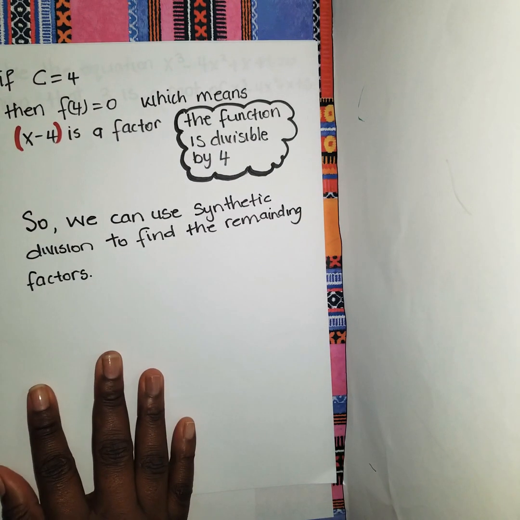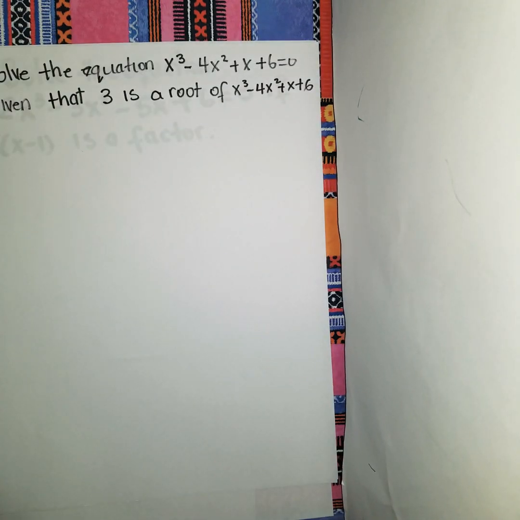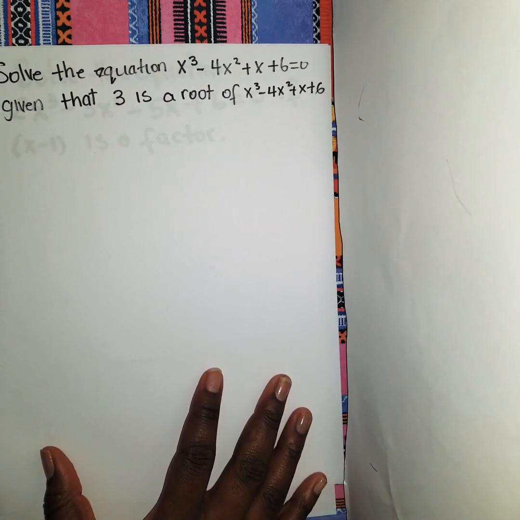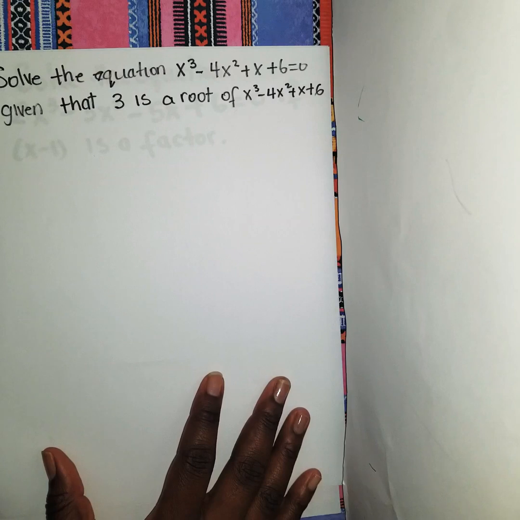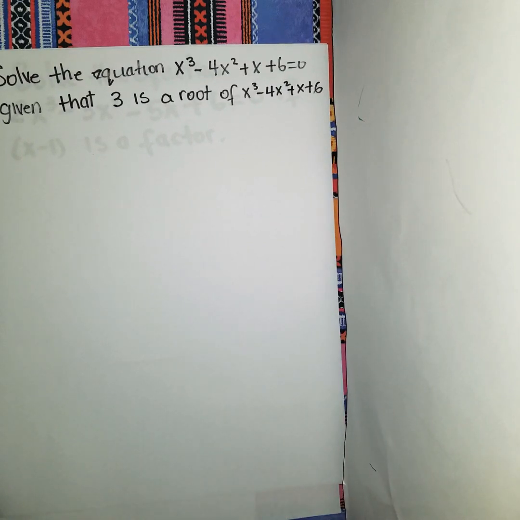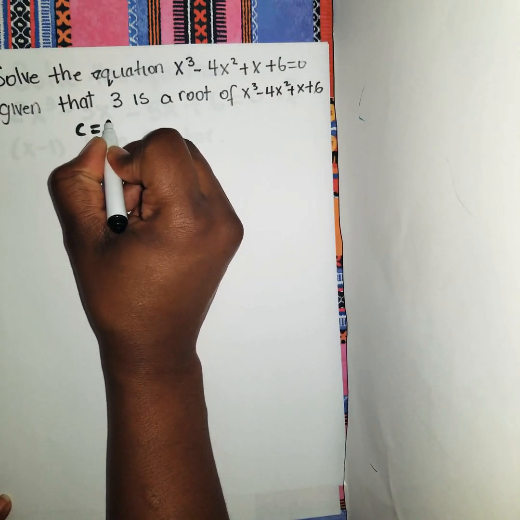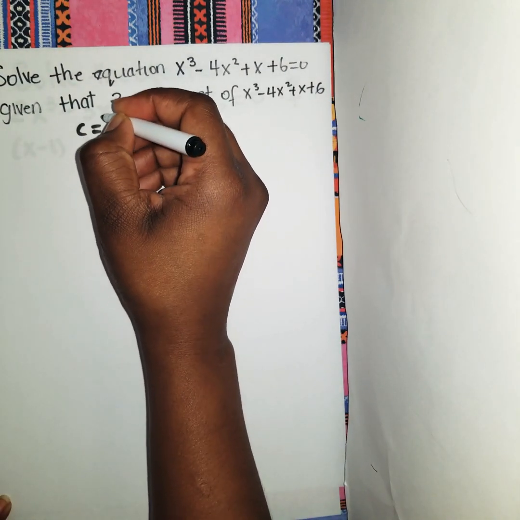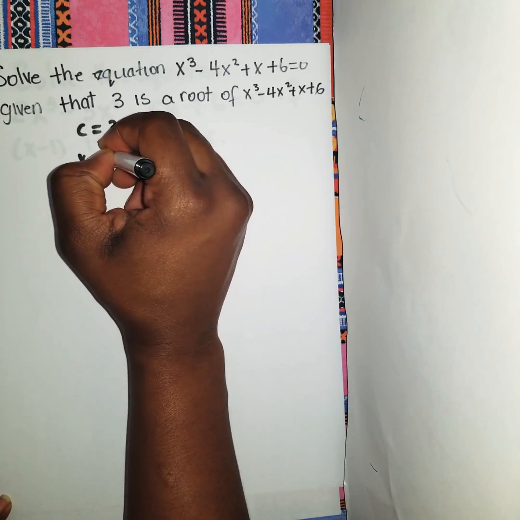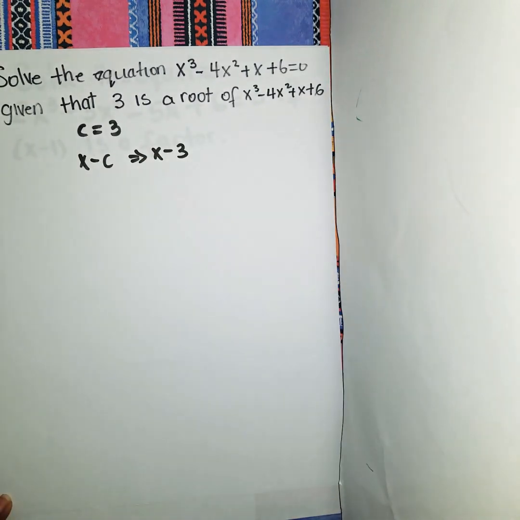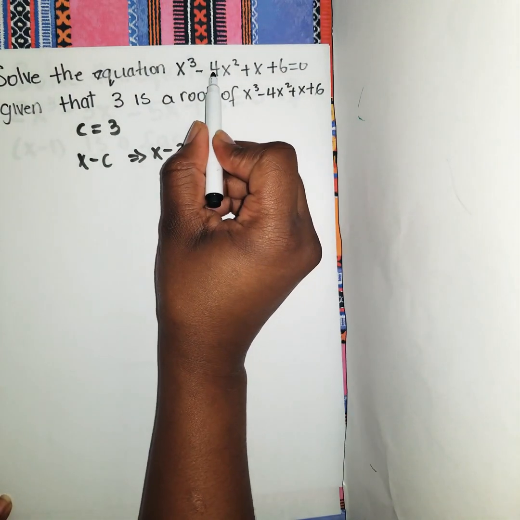We are going to get into a question. The first question says: solve the equation x cubed minus 4x squared plus x plus 6 is equal to 0, given that 3 is a root of the function. I won't repeat the function, but 3 is a root of this. Remember, if c is equal to 3, then the factor is x minus c, in this case x minus 3. So it is saying that x minus 3 is a factor of this.